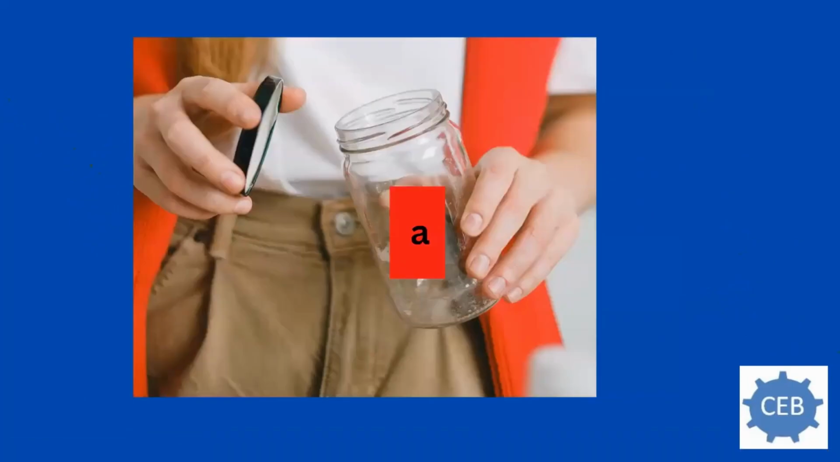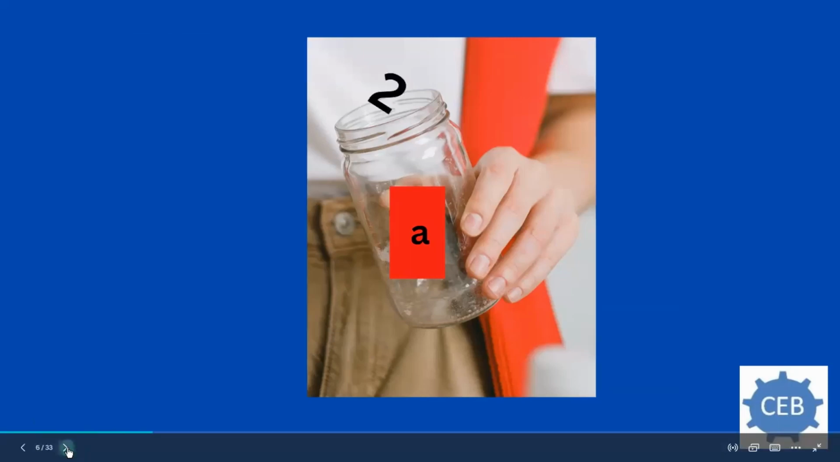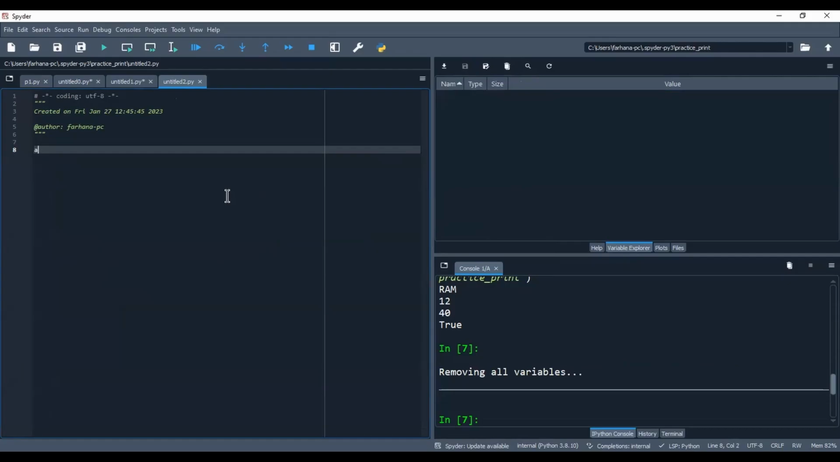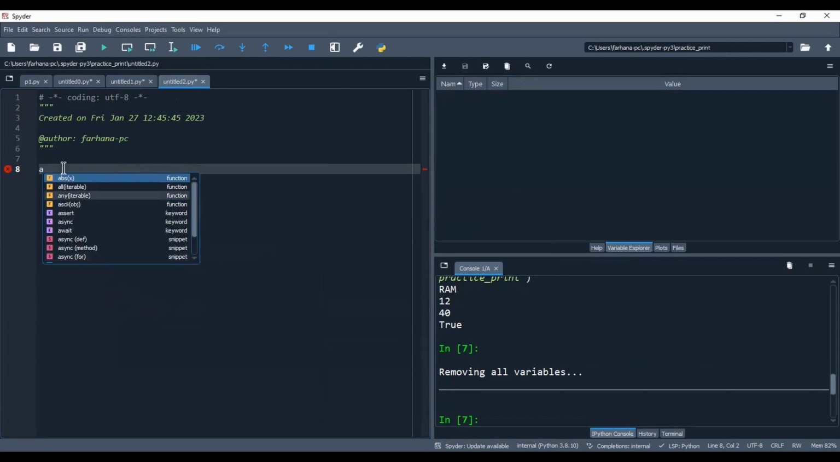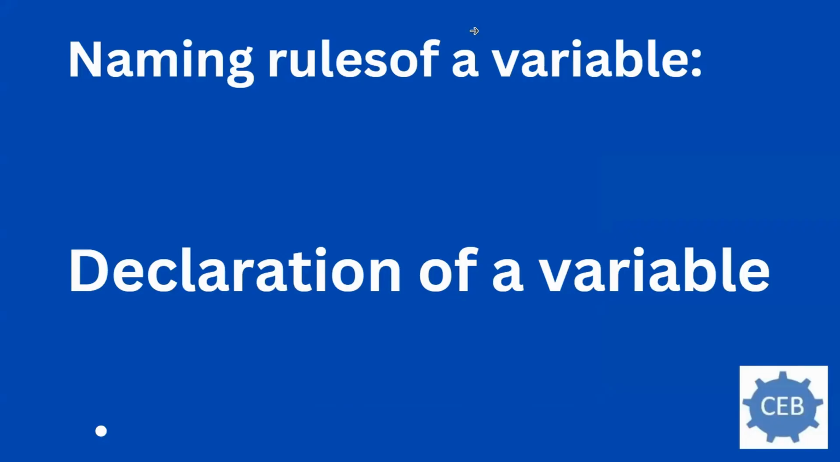For example, here I have taken one jar. I label this jar as name A. Now I want to put a value inside it, that is number 2. How can I do this in Python? I'm using a variable name A and I want to give it some value. So for that I'm using the equal to sign and assigning value 2. So this is how the variable A, a container labeled with the name A, is created containing value 2. The method of labeling the container is called declaration of a variable.